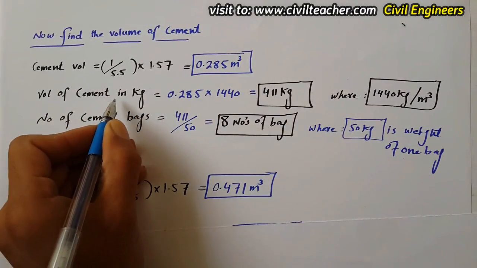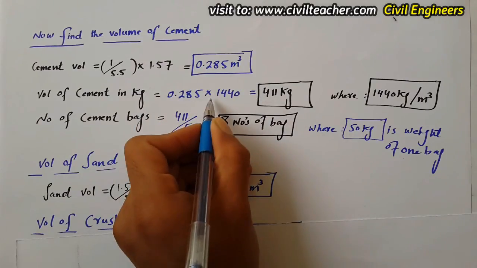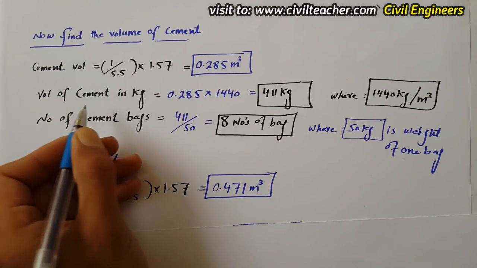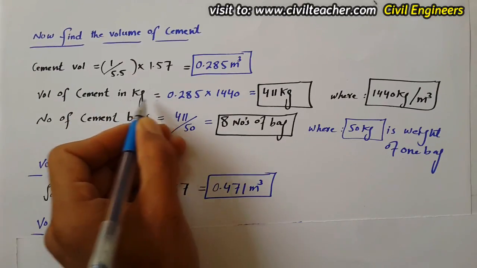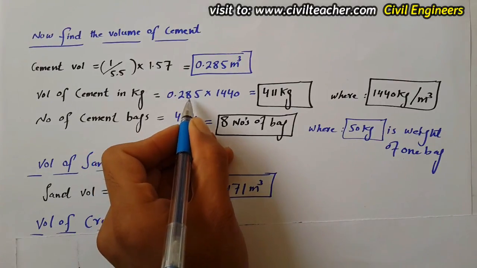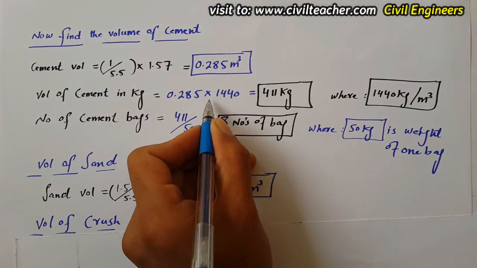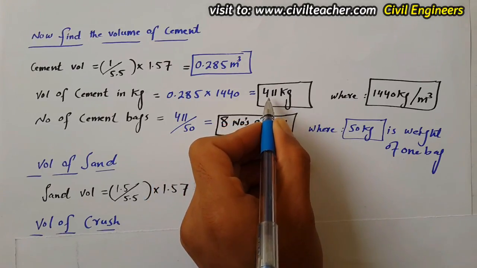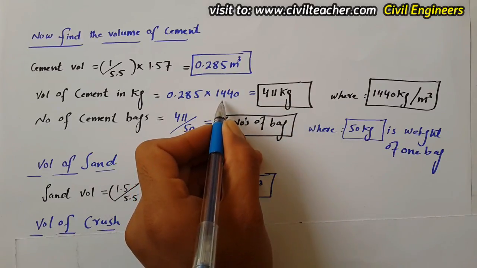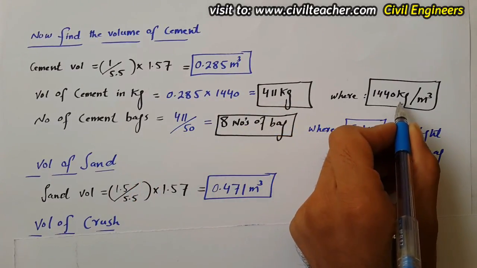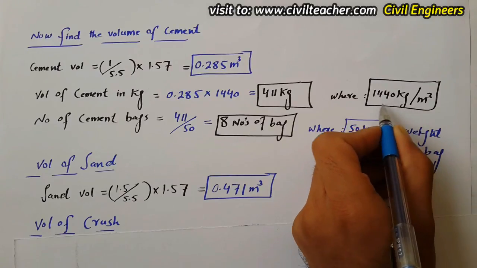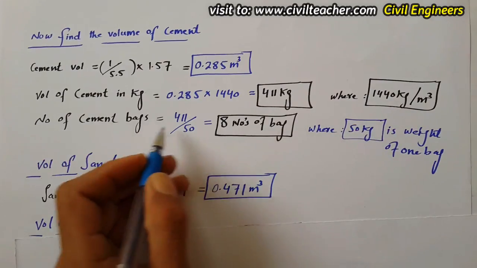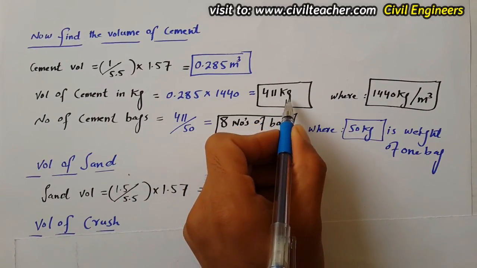Now volume of cement in kg. I have to find out the kg of cement. So this is the volume 0.285 cubic meter, multiplied by 1440. It will give us 411 kg. So what is 1440? 1440 kg per meter cube is the density of the cement. So it will give us 411 kg of cement.